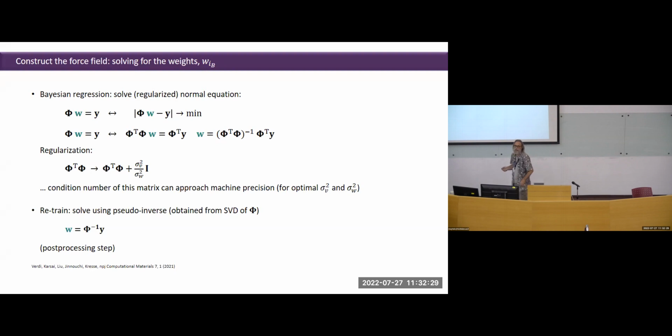But that can only be done in a post-processing step with the code. So that circumvents the problem that we would have here with this conditioning, and we end up with a slightly more accurate force field than when you solve the normal equation. But when we do this on-the-fly training, we need to stay within this Bayesian regression model. We need to go this route. At the end, we can retrain in a single step using this pseudo-inverse and get a slightly better force field that way.